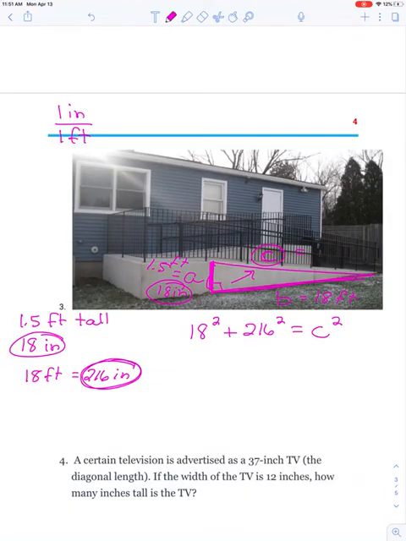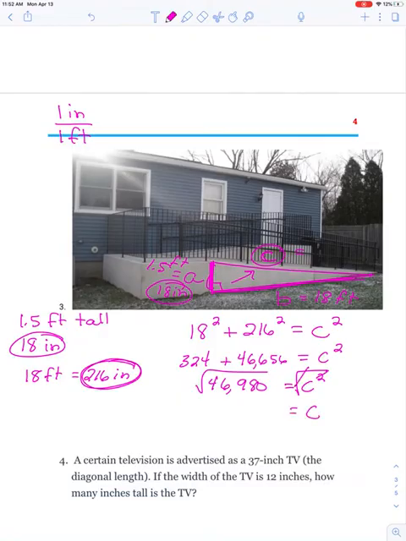So 18 squared is 324 plus 216 squared is 46,656. And that's going to give me my diagonal squared. Okay, so let's add this together, and we're going to get 46,980 equals C squared. Again, inverse operation. So this is going to cancel and get my C isolated. The square root, again, round to the nearest tenth. The square root of 46,980 is going to give us 216.7 inches.